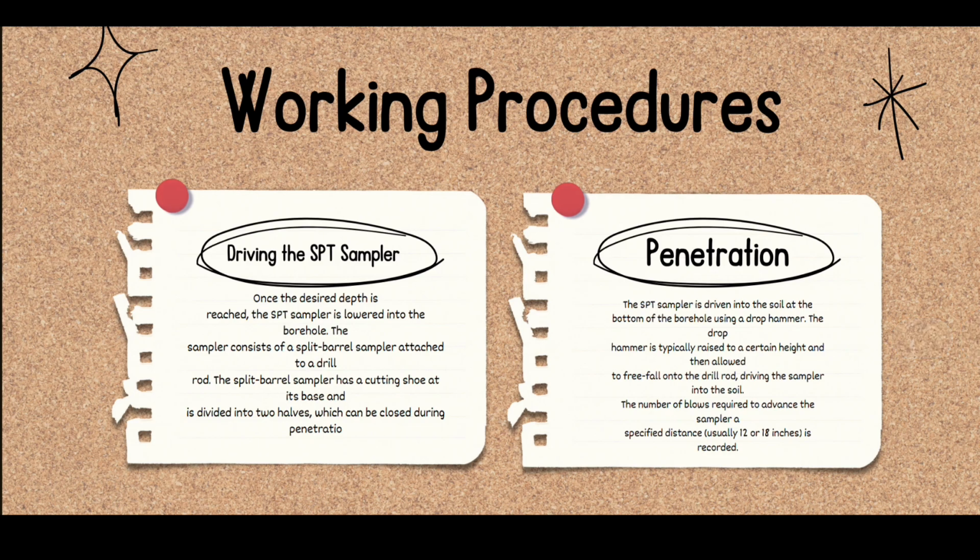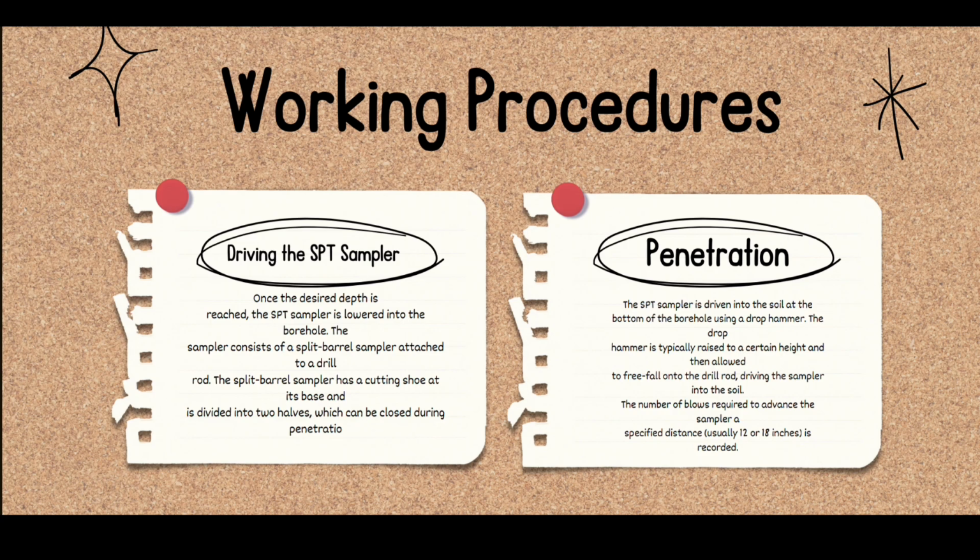Then driving the SPT sampler. Once the desired depth is reached, the SPT sampler is lowered into the borehole. The sampler consists of a split barrel sampler attached to a drill rod. The split barrel sampler has a cutting shoe at its base and is divided into two halves, which can be closed during penetration.